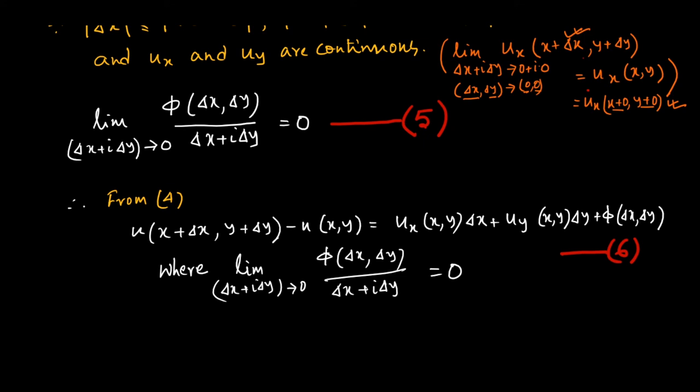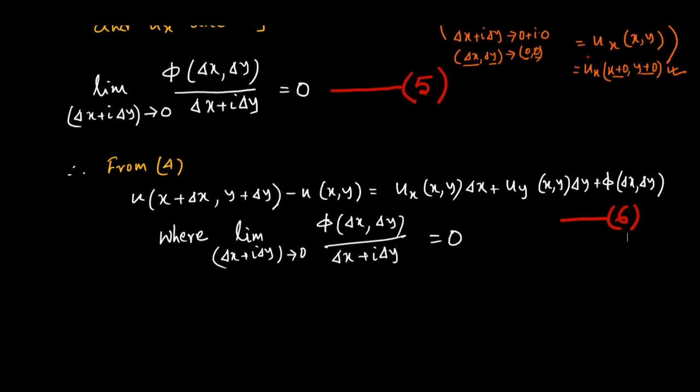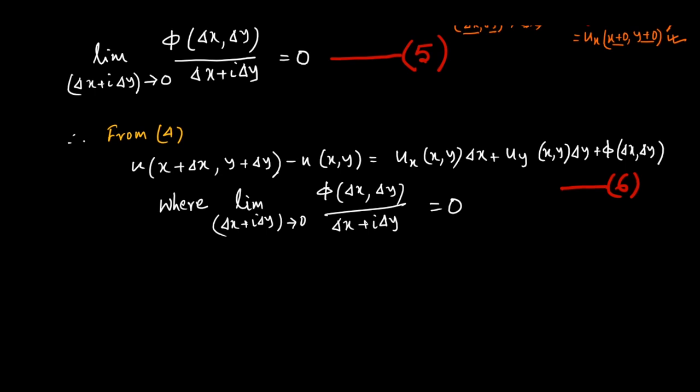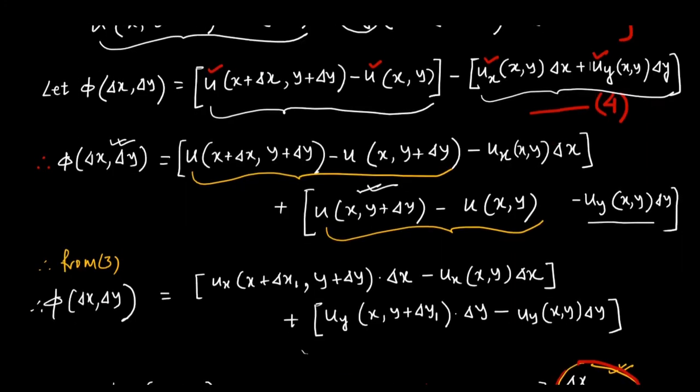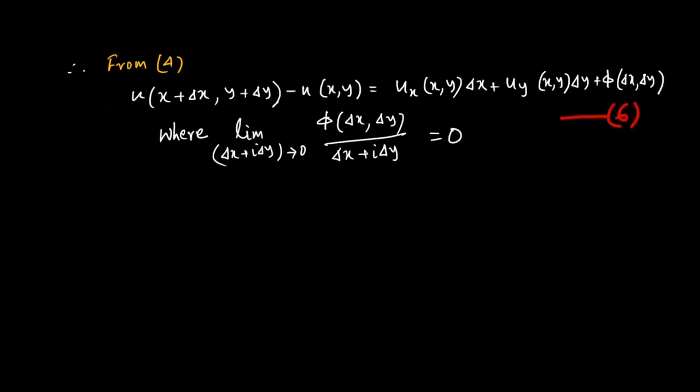Hold your patience a bit more, maybe for 2 more minutes. The purpose is we need to show that f of z is analytic. That is our purpose of doing all these things. Similarly, if you see in 4, we define a function phi for this u. See, everywhere there is u. In a similar way, if I define a function, say, psi for v, then I can prove this. I'm pretty sure you all can do this part of the calculation. I'm not doing that. That's why you just try to do.